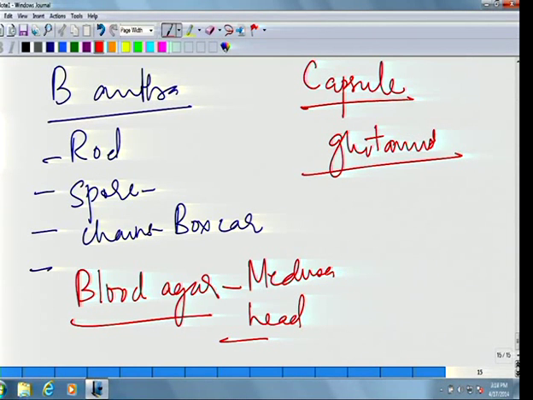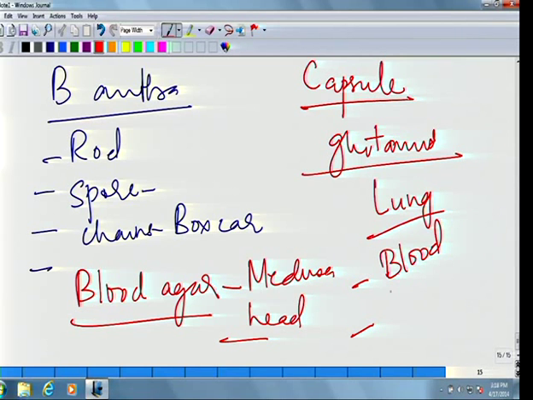So what would be the classical case of anthrax? Mainly affects the lungs initially. So the patient can present with fever, malaise, respiratory symptoms, and bloody sputum. So lungs are primarily affected. You will see blood in the sputum, and you will also see mediastinal widening.